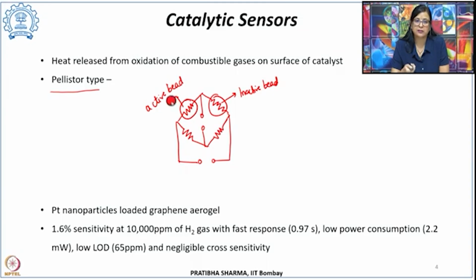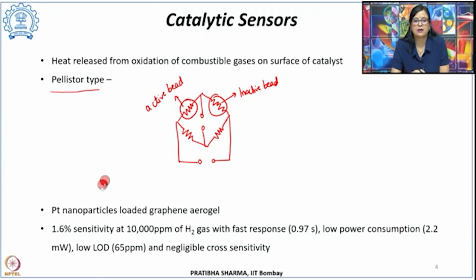Now this exothermic reaction on the active bead will further increase the temperature, and this change in the temperature will result in a change in the resistance, and that change in resistance will create an imbalance in the Wheatstone bridge. Thus we can measure that and correlate it with the hydrogen gas concentration depending upon the temperature rise.